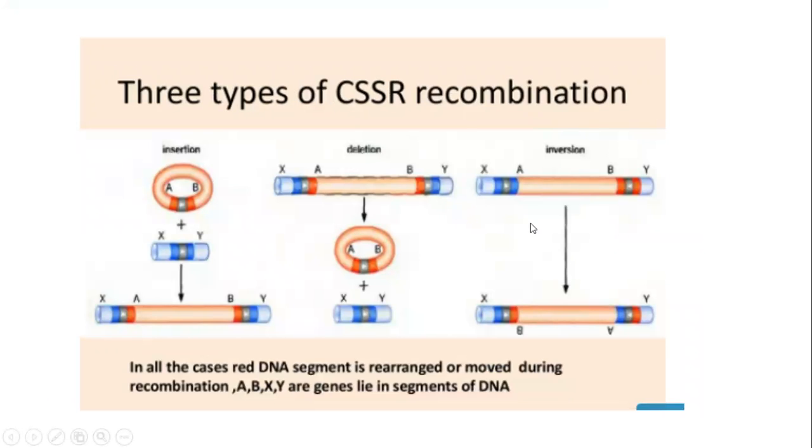Hence, we have got three types of site-specific recombination: insertion, deletion, and inversion. So बहुत simple है. Insertion अभी हमने देखा in the case of the lambda phage. Deletion में क्या होगा? This particular region will be deleted itself. Inversion, A B अगर ऐसा है तो वो invert होके B A में, मतलब sequence आपका पूरा change हो जाएगा. So these types of recombination are happening.